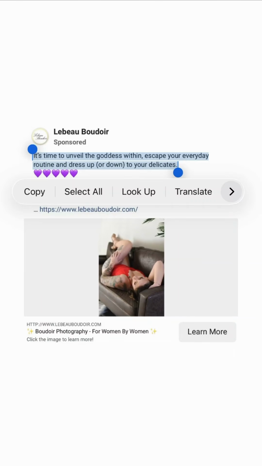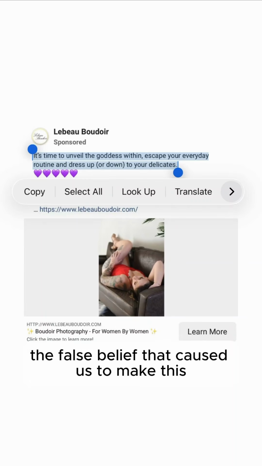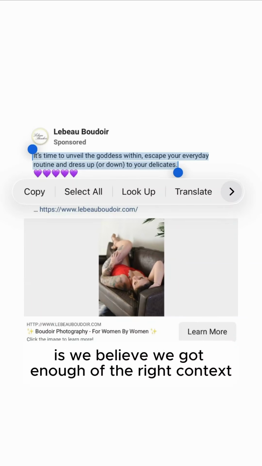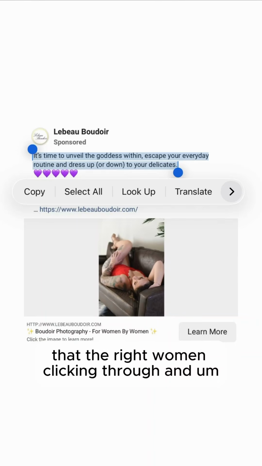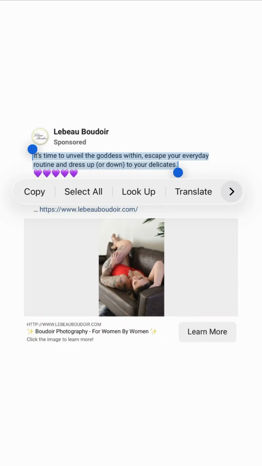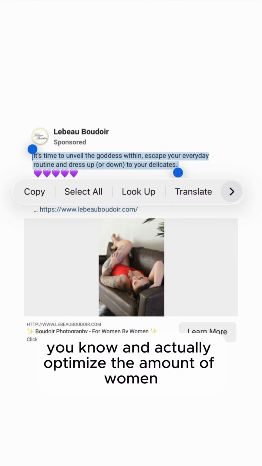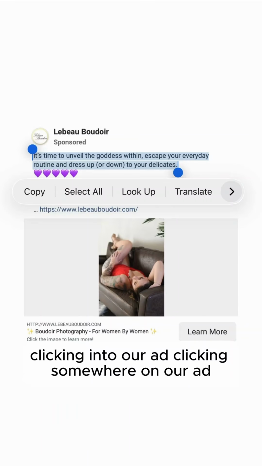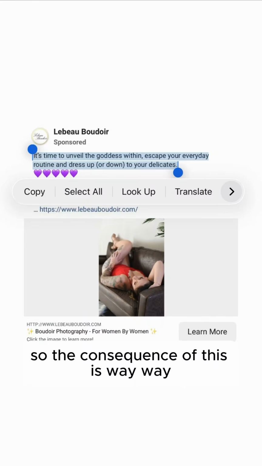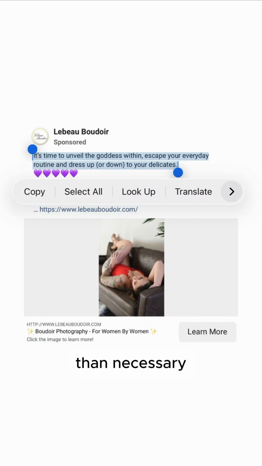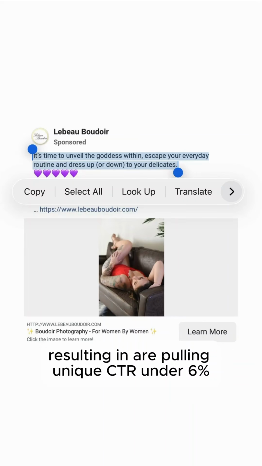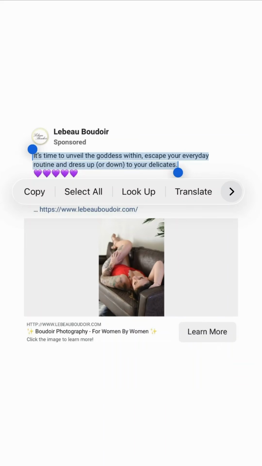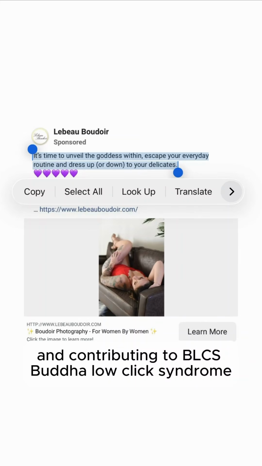So the false belief that caused us to make this lack of context mistake is we believe we got enough of the right context that the right women are clicking through and actually optimize the amount of women clicking into our ad, clicking somewhere on our ad, the right women. So the consequence of this is way more women scrolling by our boudoir Facebook ad than necessary, pulling unique CTR under 6% and contributing to BLCS, boudoir low click syndrome.